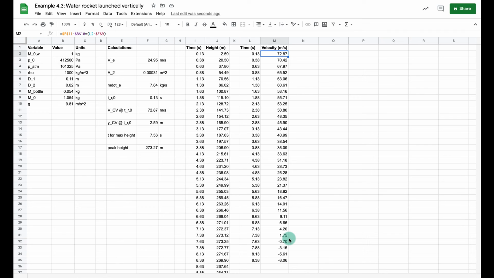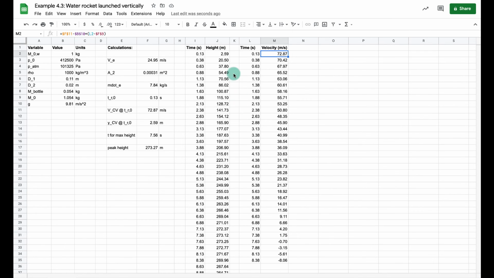And of course, you can increment by whatever time step you want. I just chose a quarter of a second here just for demonstration purposes, but the beauty of the spreadsheet is you can do whatever you want. You can increment by 1 second or 0.0001 seconds, so you can get as much detail as you like in a spreadsheet like this without really that much effort. That's another reason why it's great.